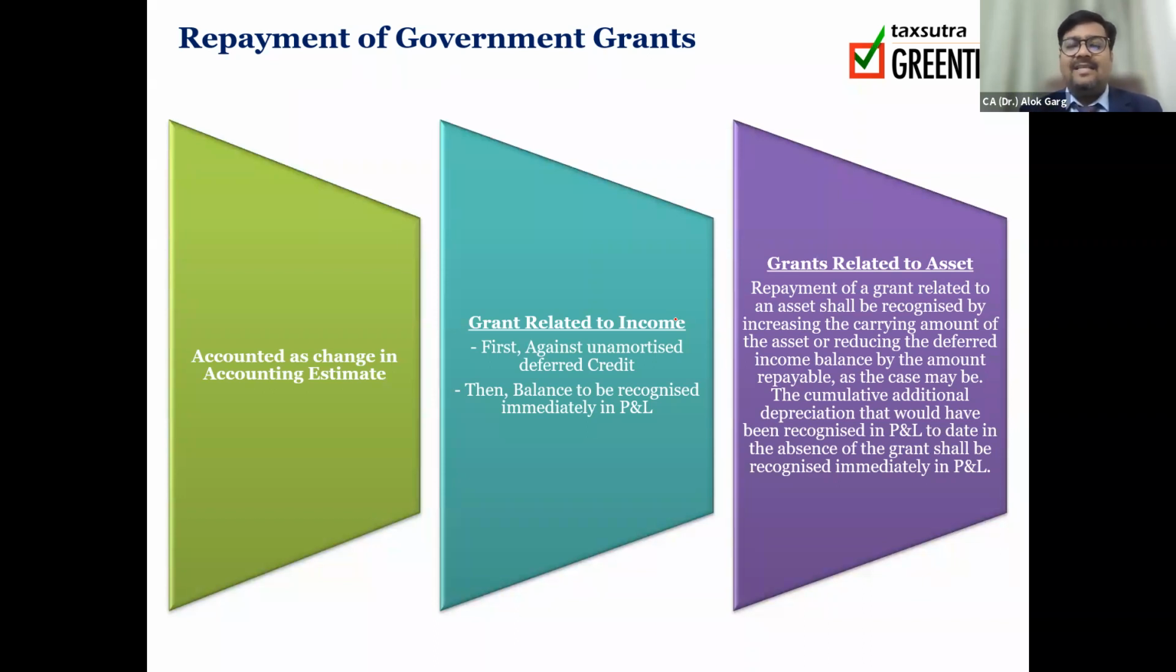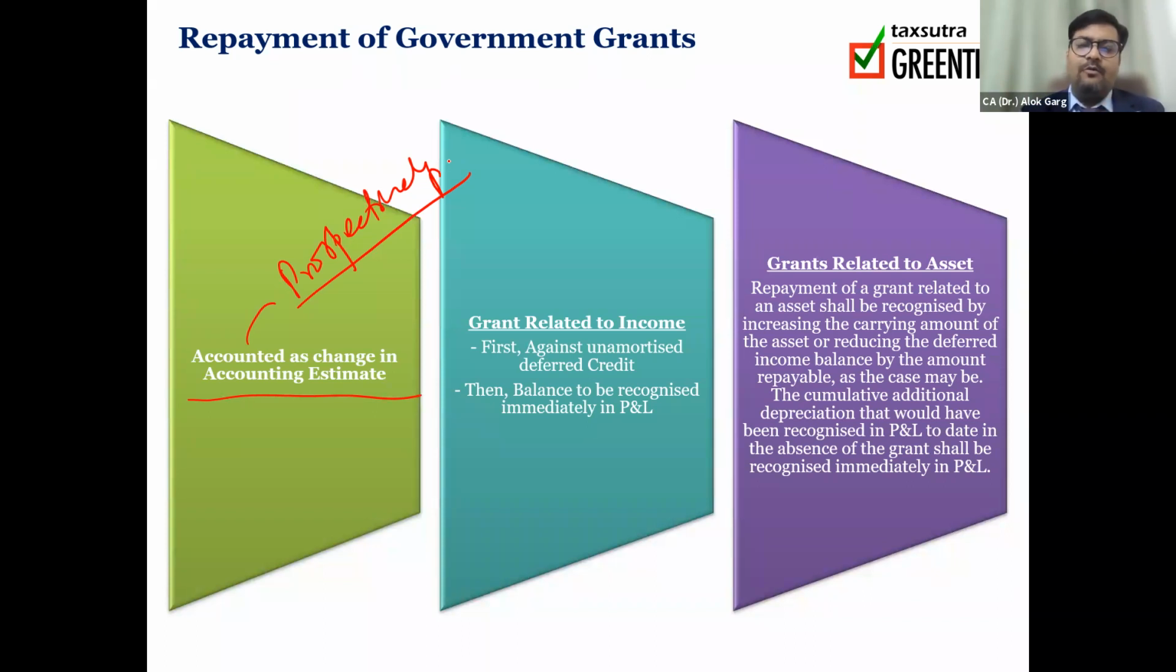Okay, so the standard says that the repayment of a government grant has to be treated as a change in estimate. It has to be accounted like a change in estimate. And when it is accounted like a change in accounting estimate, it has to be applied prospectively. The impact has to be applied prospectively, which means retrospective restatement, retrospective application, is not required. Whatever you have to do, you do prospectively. You have to pass the necessary impact in the year of repayment. Okay, now we understood that this has to be recognized as a change in estimate.